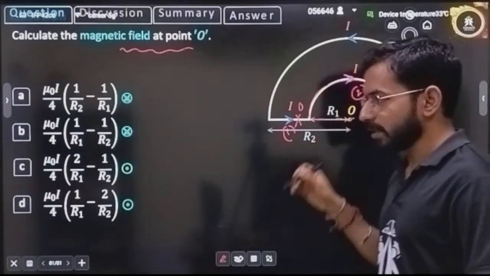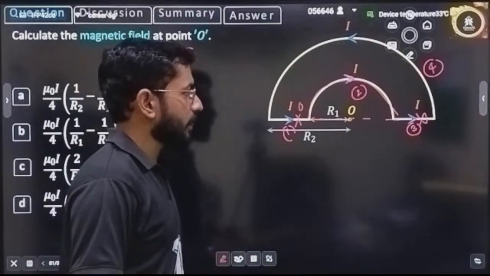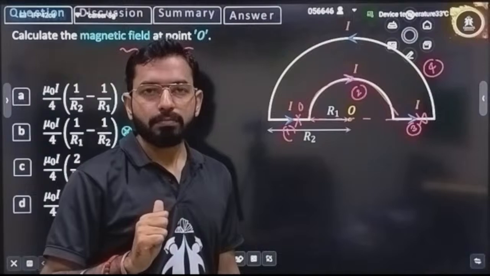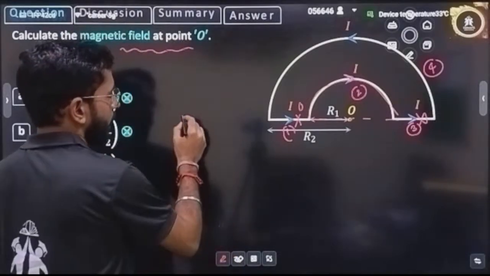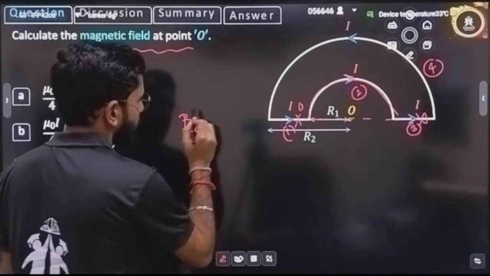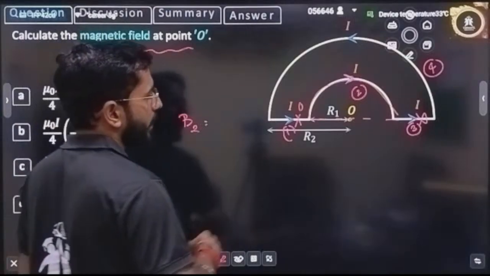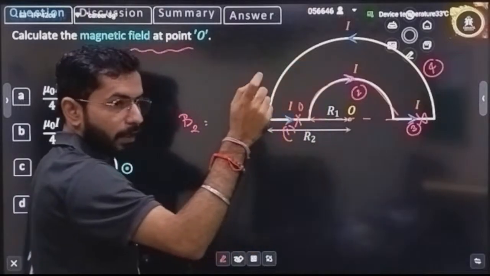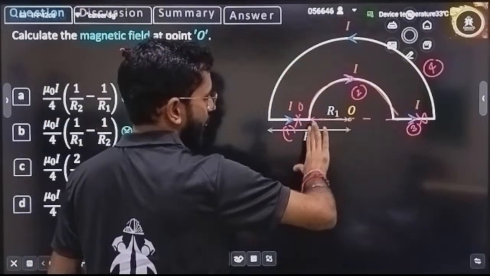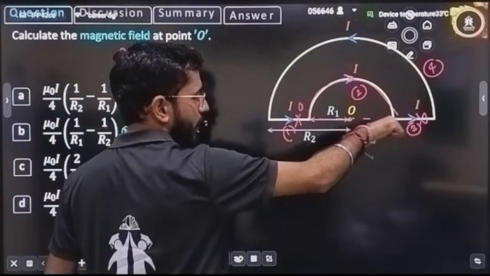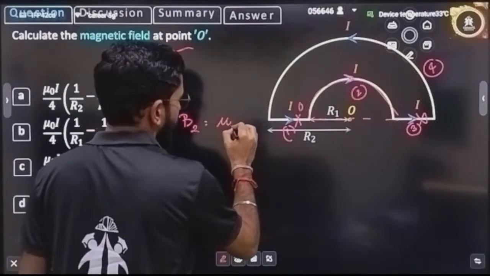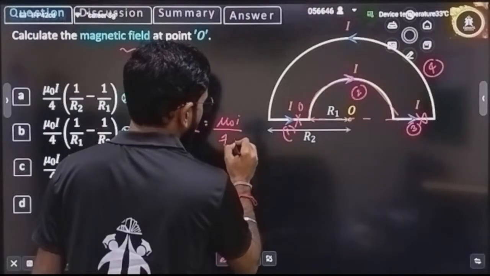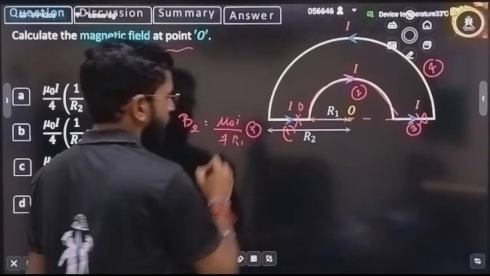Now, what is the next thing I can say? Due to this arc, obviously some magnetic field is there. And what will be the direction? What I have told you, always curl your hand in the direction of the current. So due to 2, how will I write the magnetic field? I will write mu naught I divided by, for a semicircle, what was the formula? Divided by 4a. And which direction am I going? Curl your fingers. What is the direction that I am getting? Inside the plane. That means I will write mu naught I divided by 4 R1, where R1 is the radius, and the direction I am getting is inside the plane.